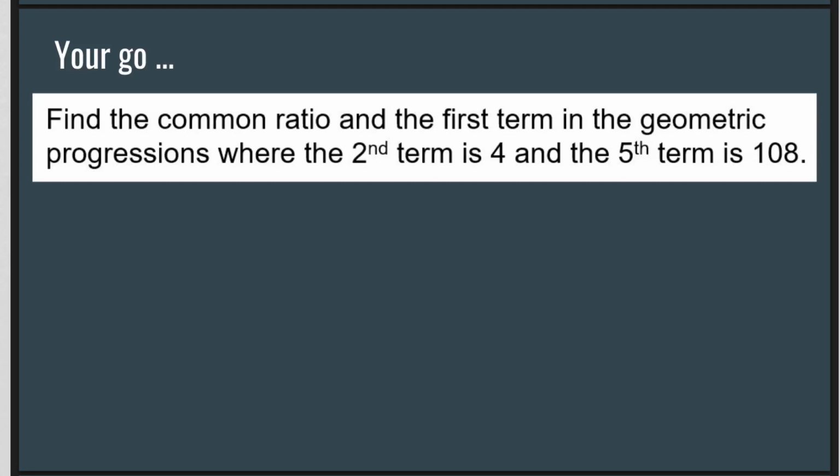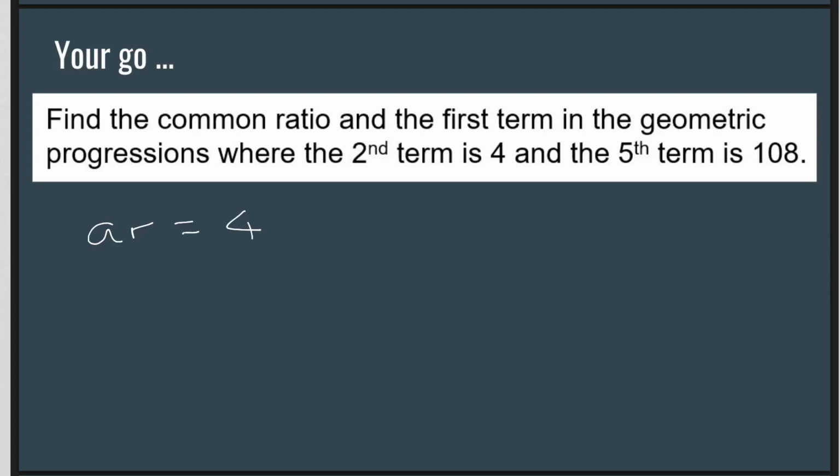Find the common ratio and the first term of the geometric progression, where the second term is that, and the fifth term is this. What you need to do is find the general form of the second term, the general one for the fifth term, and then do some algebra with them. And I'll go through it if you need me to. So pause it, have a go first. See if you can do it, and I'm going to go through it. So pause now.